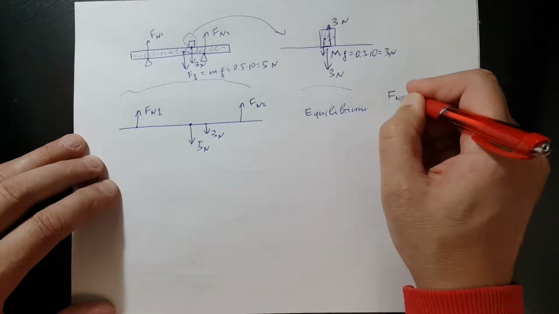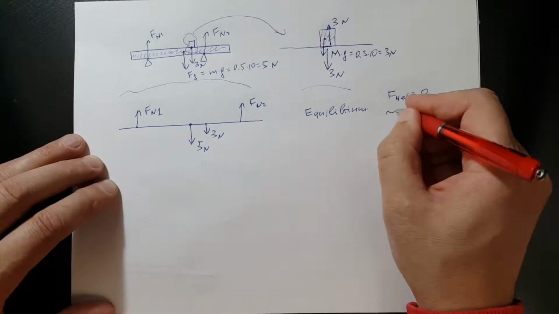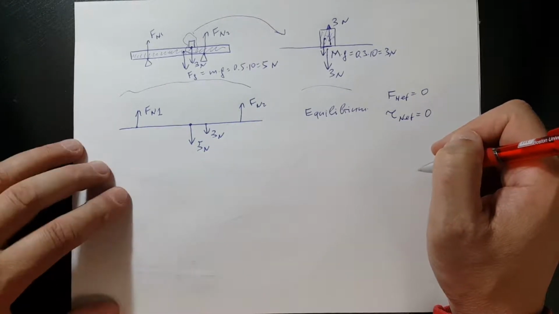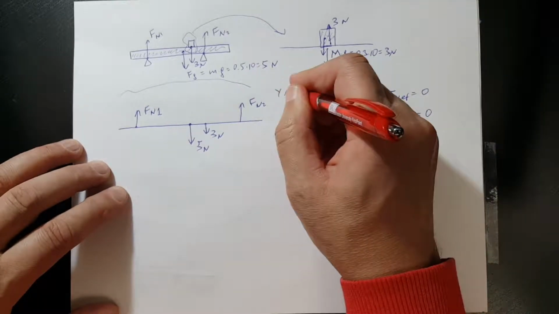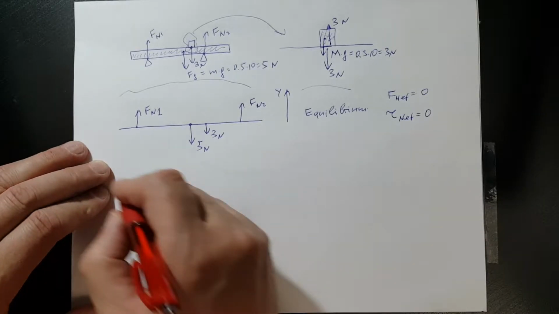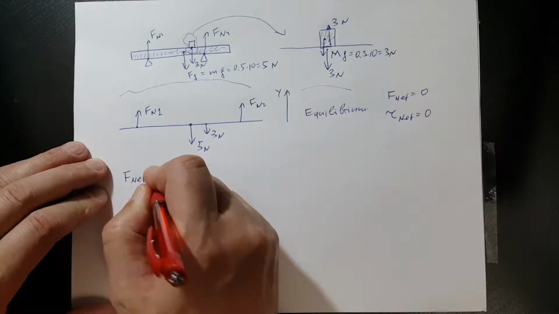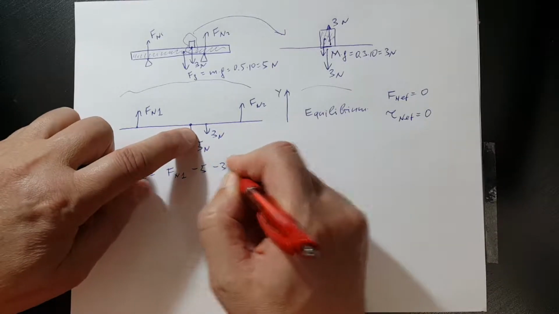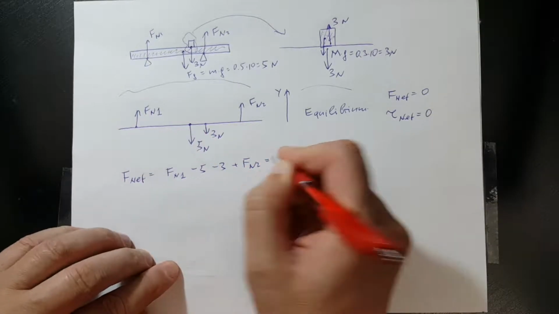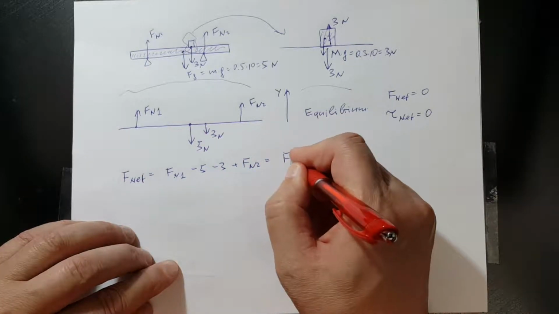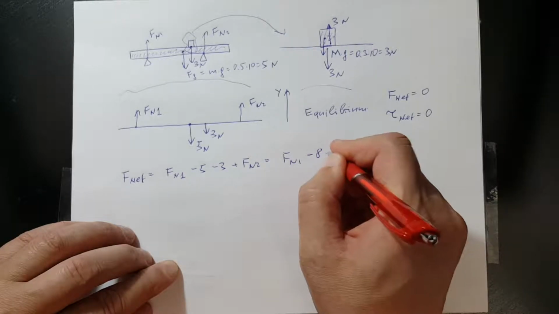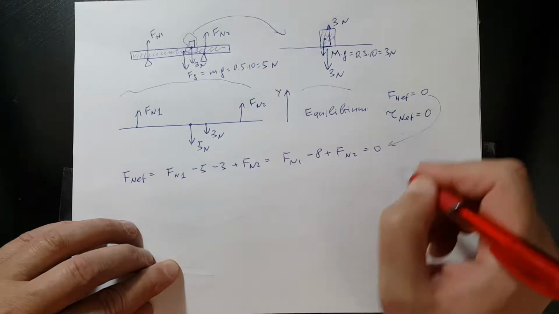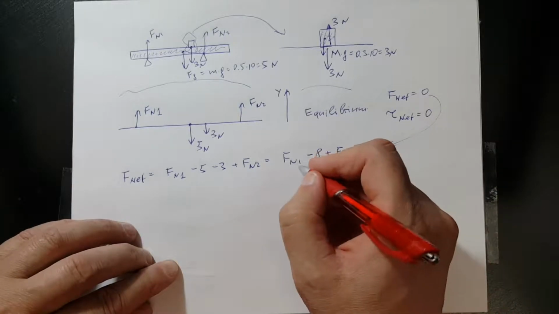Well, equilibrium. That means the net force acting on this object is equal to 0. The net torque acting on this object is also equal to 0. Net force, if we choose the positive y direction, as usual, upward, should be equal to normal 1 minus 5 minus 3 plus normal 2. Unfortunately, 2 unknowns. That has to be equal to 0 because of this. But still, we gotta do something else.